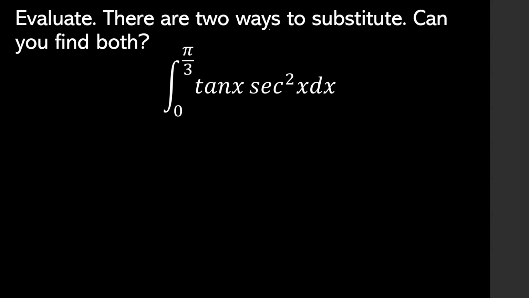Because the way my eyes are drawn to this problem, I see that I like u as tangent of x, but there's nothing wrong with the other version, which would make du equal to secant squared x dx. As we write in everything, well, tangent of x becomes u, secant squared x dx becomes du, but we can't write 0 and we can't write pi thirds, because each of those are x values, not u values. So we can't put those things in here. So this is the version I don't like.